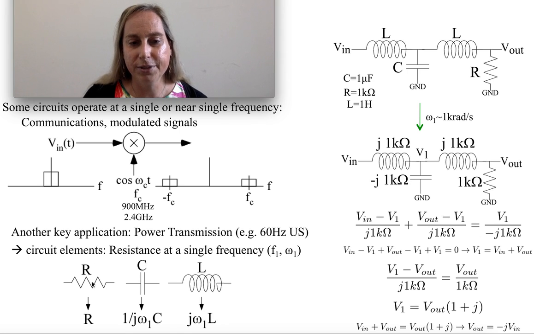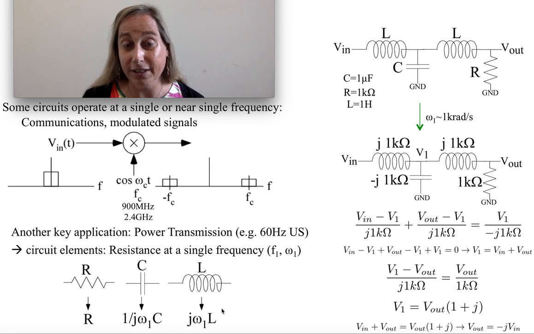And what that means is that your resistance stays the resistance, your capacitance becomes 1 over j omega 1, which is that frequency we're looking at, times C, and the L is simply j omega 1 times L. This is what you're going to see often. And so it's important to be aware of it and use it. And there are times when this turns out to be very, very useful for analysis.